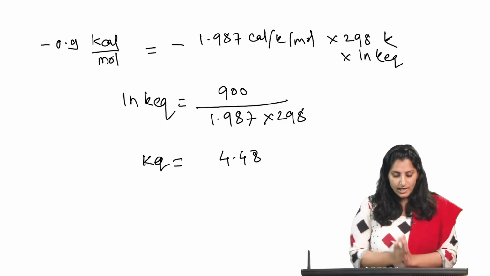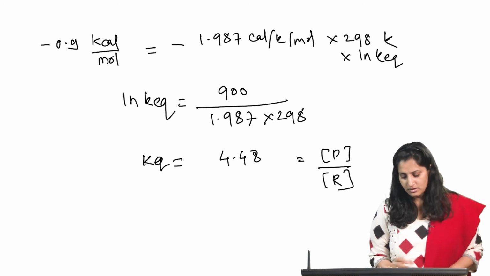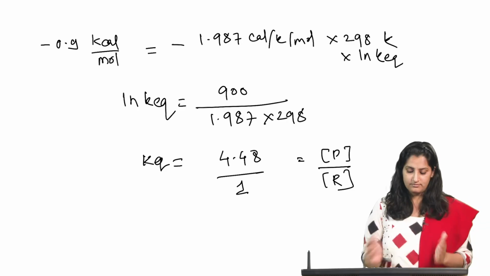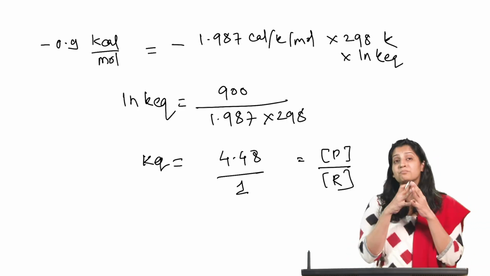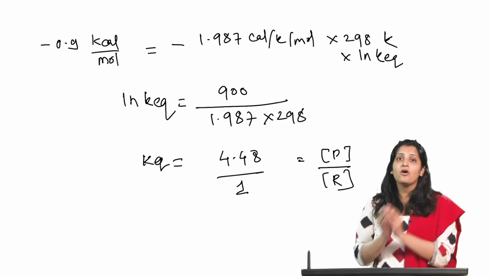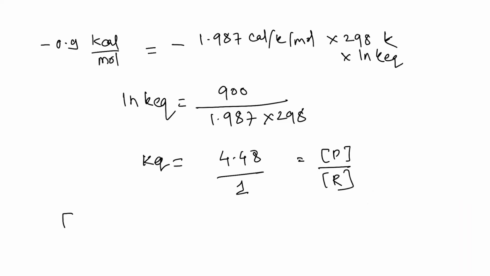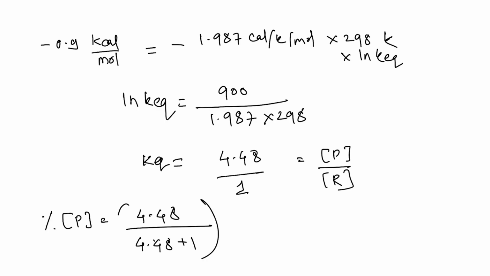Now, KEQ we also know is the concentration of products over reactants, right. So, this is divided by 1, right. So, if I want to now calculate what is the percentage of chairs that is in the product form or the reactant form, I can figure out the percentage. So, the concentration of products will be 4.48 divided by 4.48 plus 1, into 100, right. So, this one comes out to be around 81%.